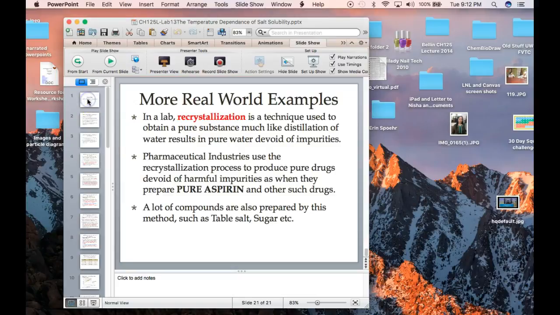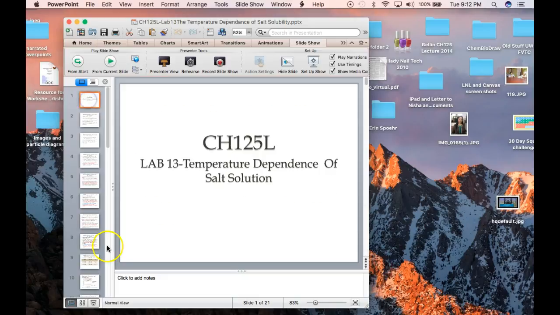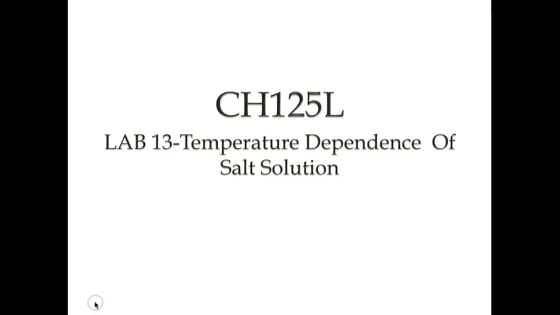So in this video, we're going to be talking about lab 13, where you're looking at the solubility of two specific compounds as a result of change of temperature. All right, so there's dependence on temperature, the dependence of the solubility on temperature.